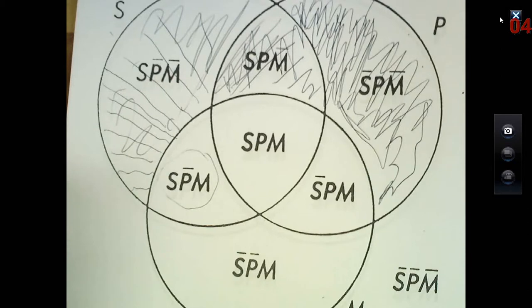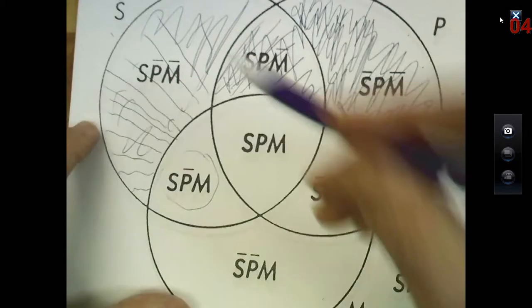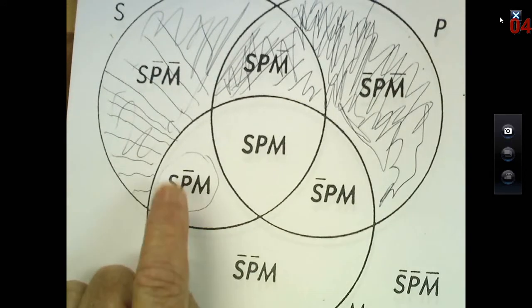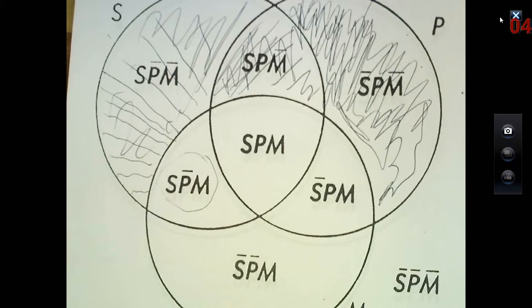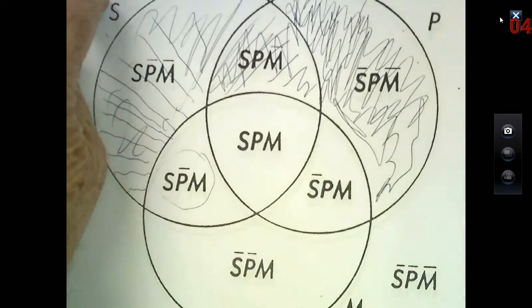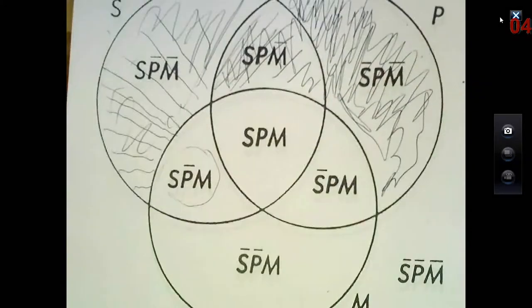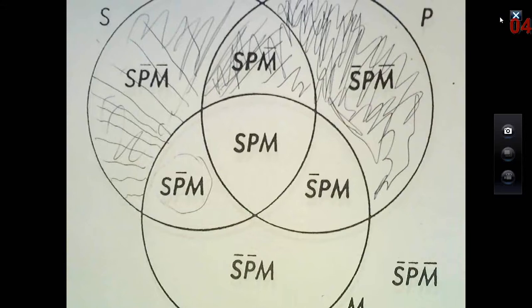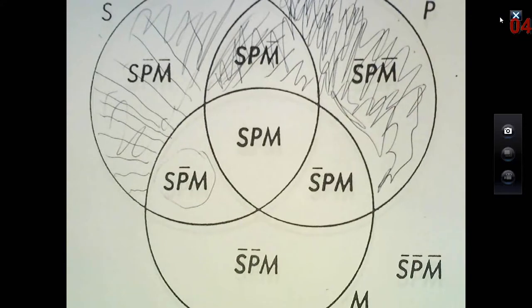What do the lines over the top mean? It's like a negative. This is S, but not P, but M. Oh, okay. So S and M. S stands for subject. S stands for this circle, P stands for that circle, and M stands for that circle. So in a syllogism, you don't want any more information than you already have. You just want to make it explicit.